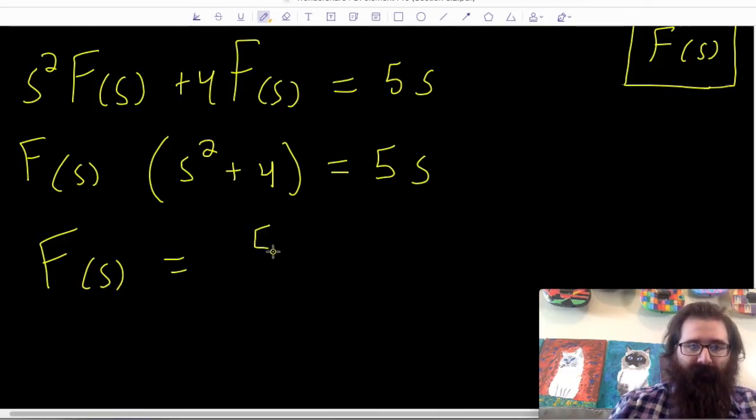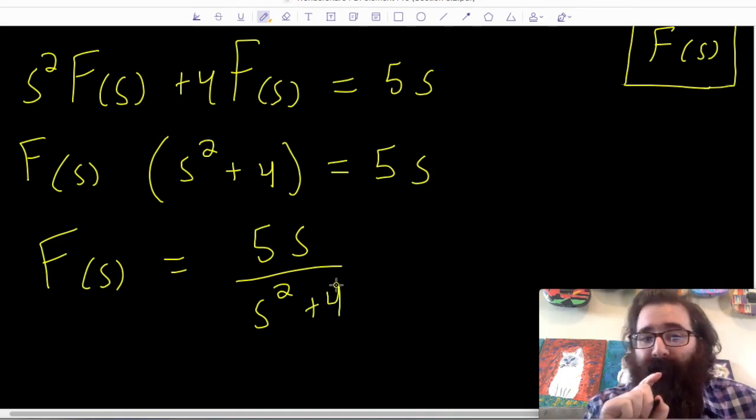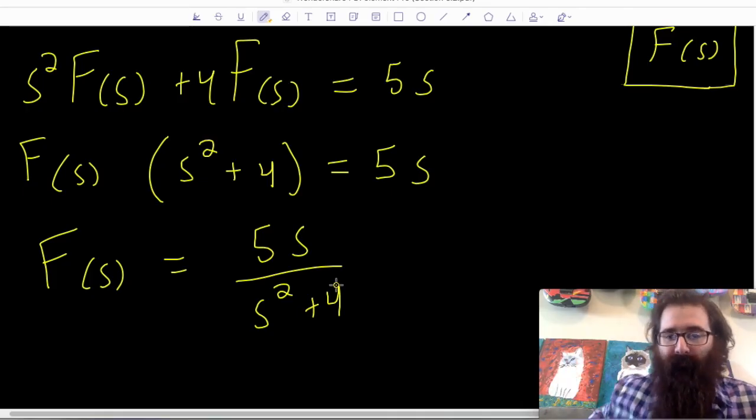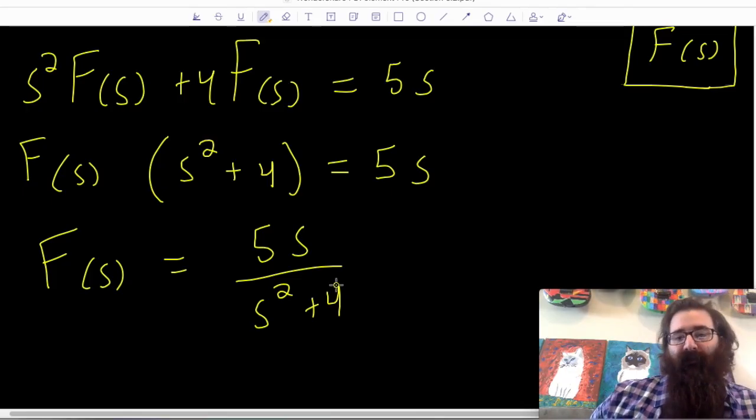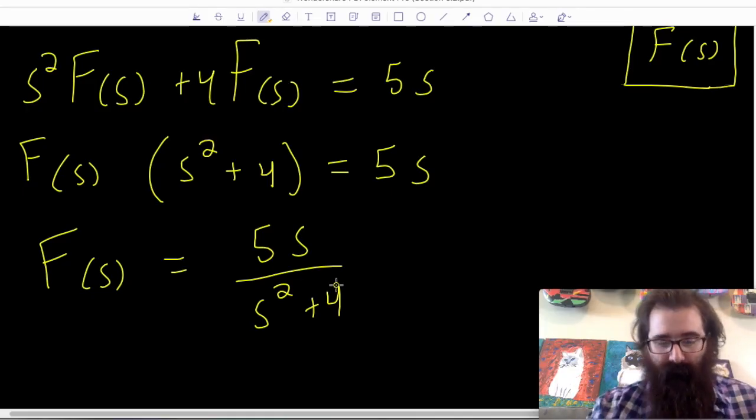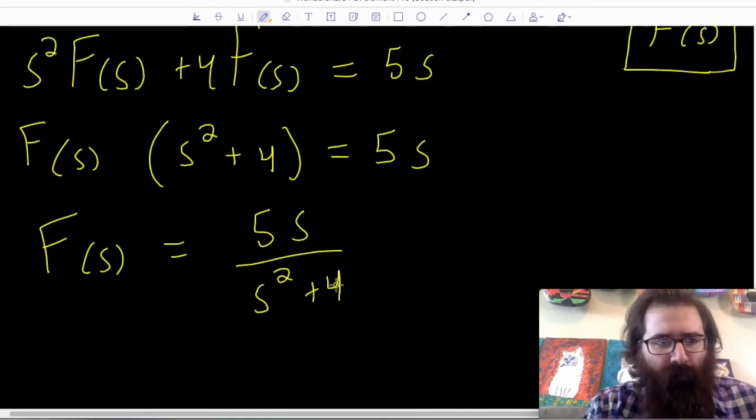I get 5s divided by s squared plus 4. Now what we're going to do, we're going to say, well, hold on. This isn't the solution yet. I want to apply, I apologize for the finger. I'm going to stop pointing and put the finger away. We want to solve for the function of t. So this is where we're going to take a look at our table and use the inverse Laplace transformation. I need my hand back to write, but I'm going to try to lay off the finger wagging.